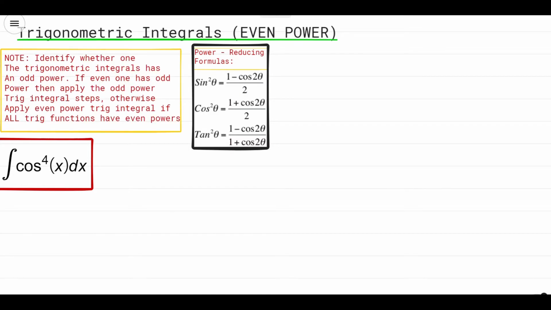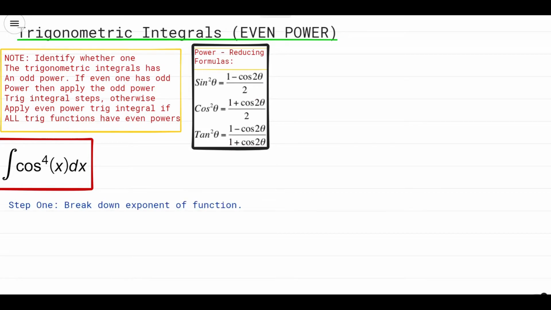Identify whether one of the trig integrals has the odd power. If even one of the however many trig functions you have has the odd power, then you apply the odd power trig integral steps. Otherwise, if they're all even power, then you apply the even power trig integral. In this case, cosine to the fourth power is the only trig in this one, and it has an even power, so we apply the trig integral even power.